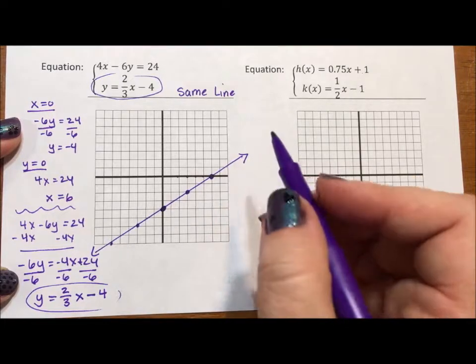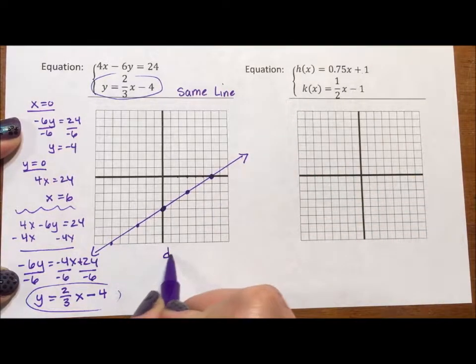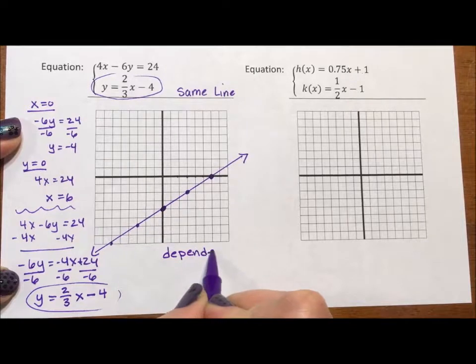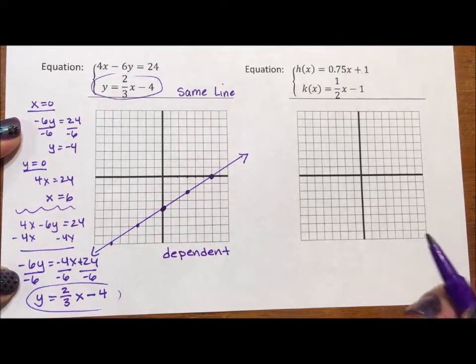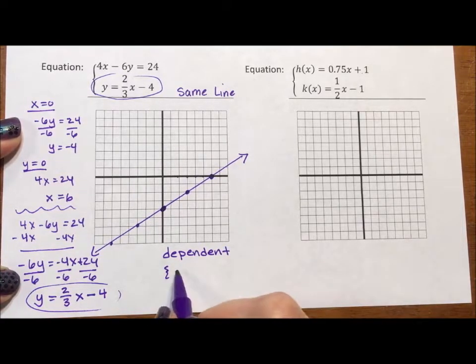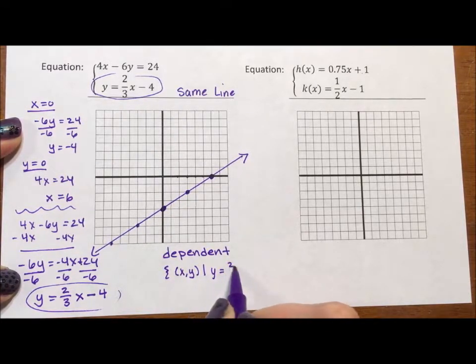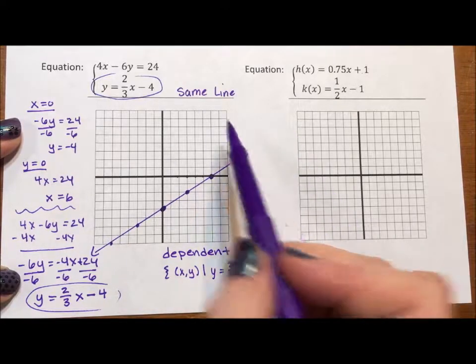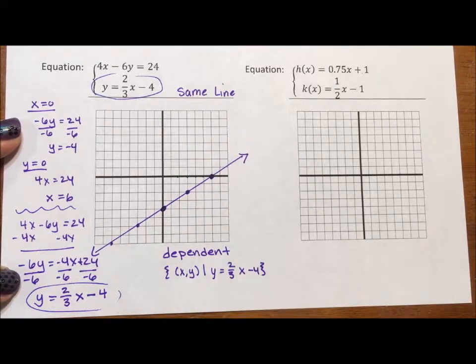Because they're the same line, the lines are dependent on each other. A lot of times when you're writing this answer on a computer homework system, they will have the answer x and y such that y equals 2/3 x minus 4. Curly brackets means this is the set of answers. This xy tells you what variables you're looking for, and then this is just your y equals mx plus b. A lot of times when you're doing it on paper, the words same line are just fine.